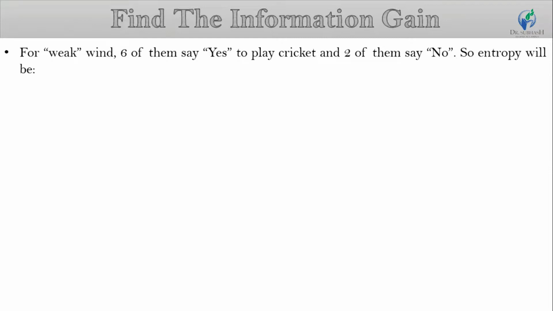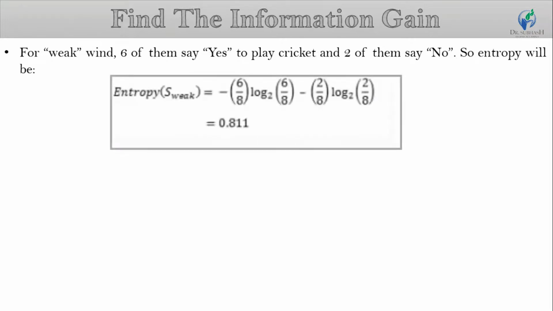So for that we find out the entropy. Entropy of weak is equal to minus 6 divided by 8 log 2 of 6 divided by 8, minus 2 divided by 8 log 2 of 2 divided by 8. Here 6 is the yes value and 2 is the no value for weak wind. So our answer is 0.811.